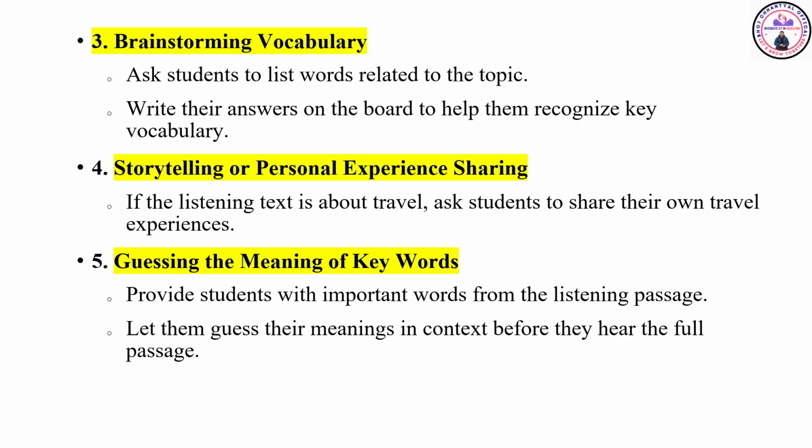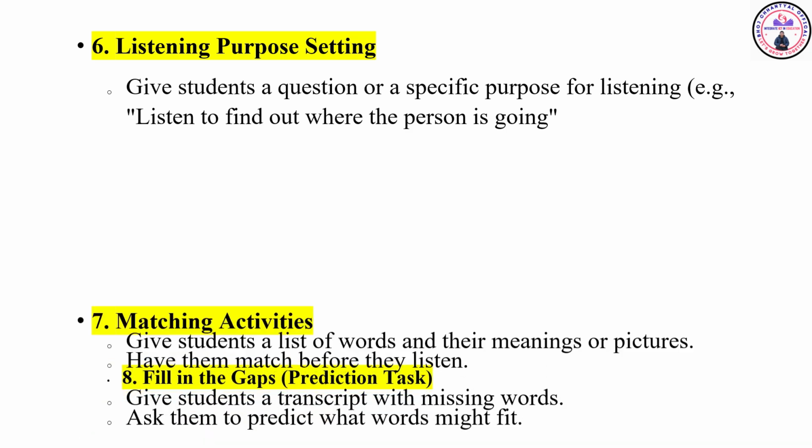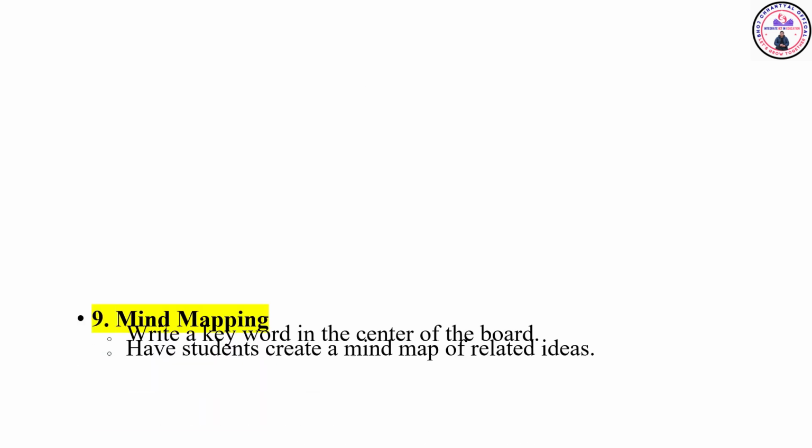6. Listening purpose setting, for example. Give students a question or a specific purpose for listening, e.g., listen to find out where the person is going. 7. Matching activities, for example. Give students a list of words and their meanings or pictures. Have them match before they listen. 8. Fill in the gaps, prediction task. Give students a transcript with missing words. Ask them to predict what words might fit. 9. Mind mapping, as for example.